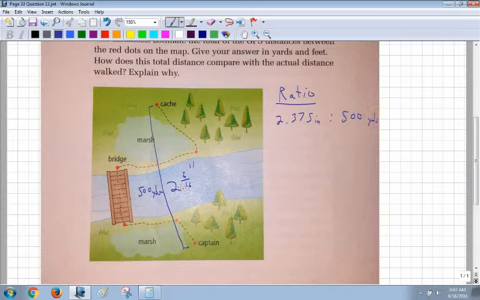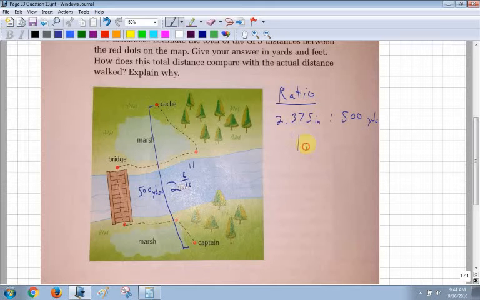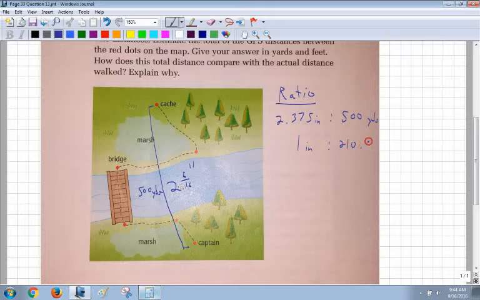Now, it might be a really good idea to get this in a unit ratio. So what I'm going to do is divide both sides by 2.375. So I take 500 and divide it by 2.375, and I get 210.5. So I get 1 inch is equal to 210.5 yards. So what that means is for every 1 inch that I measure, I'm going to multiply it by 210.5, because that's how many yards it's going to be equivalent to.